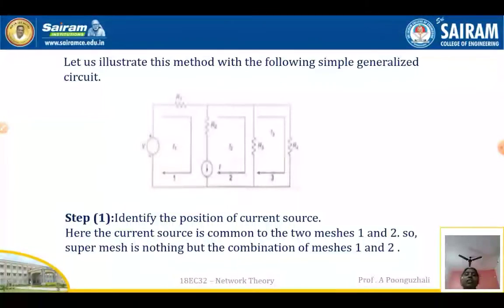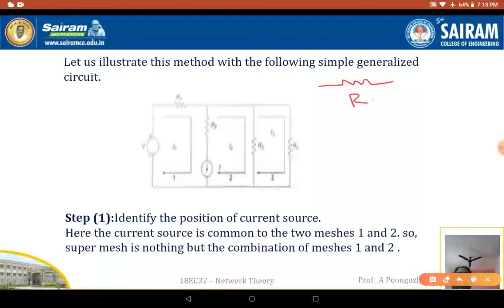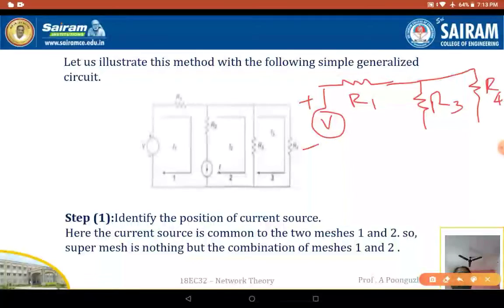Here, this is your current I. When I apply the super mesh method, this is resistance R1, between the loops, so we remove it. Then we have resistance R3, resistance R4, and a voltage source plus minus V. The current through this loop is I1, through this one I2, and through this loop I3. Now I remove that branch, which is the super mesh, and redraw the circuit.